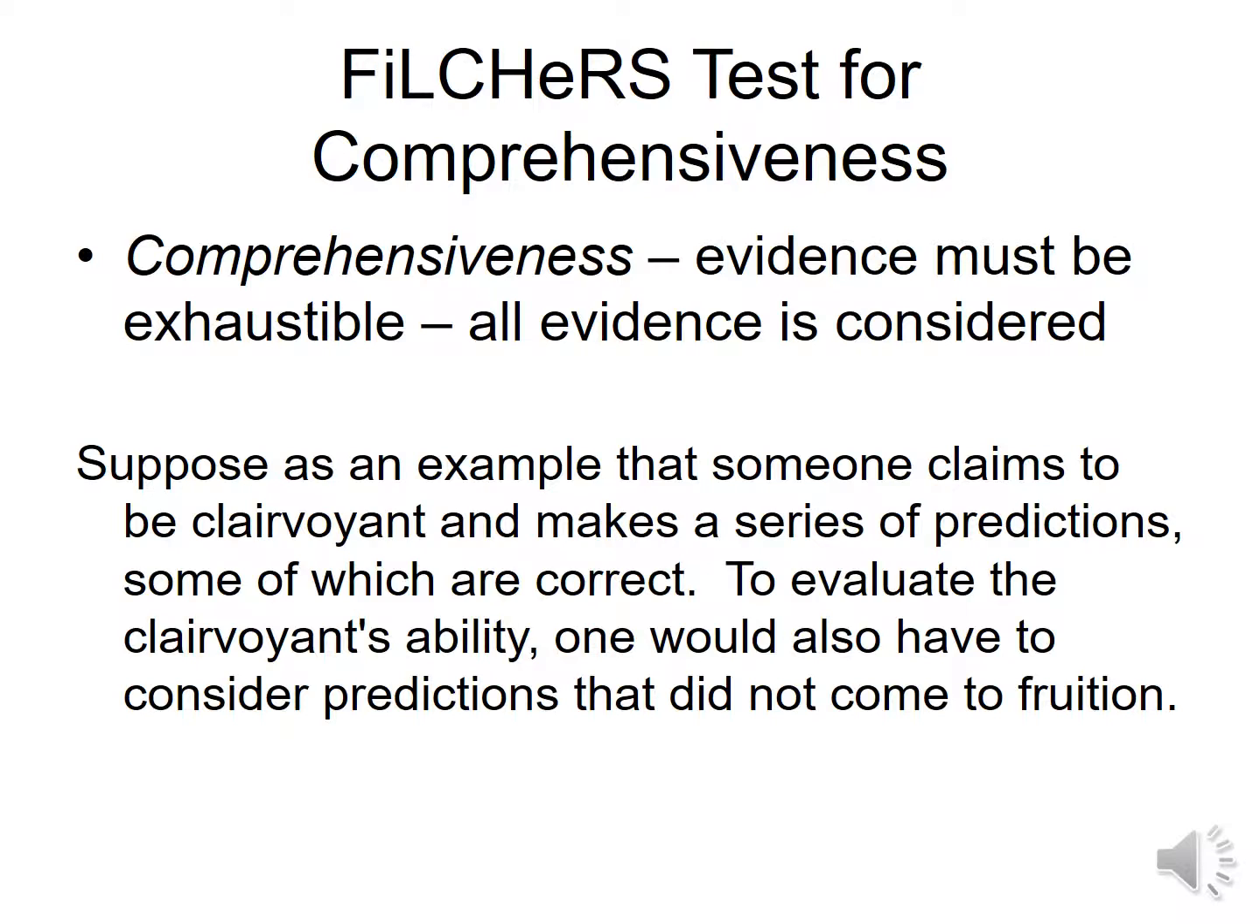The comprehensiveness test says that the evidence must be exhaustive. Let's find all the evidence that's related to this. We're going to look at a couple of things related to clairvoyant-type things, just because that seems to be something Lett focuses on. It's kind of easy to picture, I think.